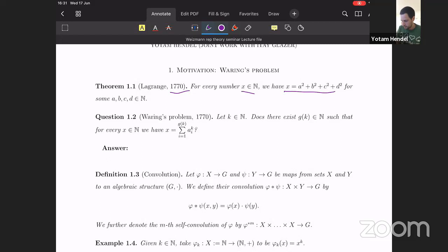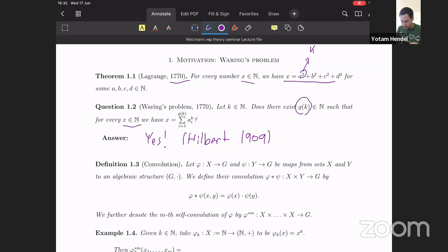Okay, so this theorem by Lagrange, the four-square theorem, is a very famous theorem. And in the same year, Waring posed the following question. Say you take this 2 and replace it by a k. Can you still write every natural number x as a sum of at most some bounded amount of k-th powers? And the answer is yes, and this was proved by Hilbert in 1909.